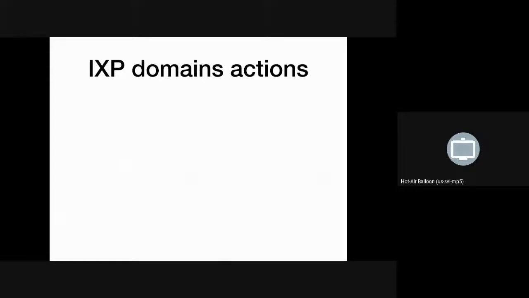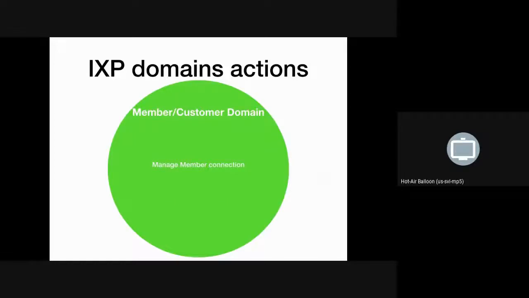Then I split into different types of domain actions. One is the one for member or customer. One I call member is for non-profit, and customer is for commercial internet exchange. But this domain is to manage the connections of the members connecting to the switching fabric and services. And then there's a special task to be able to do so.